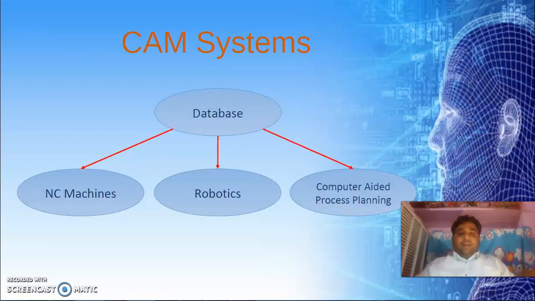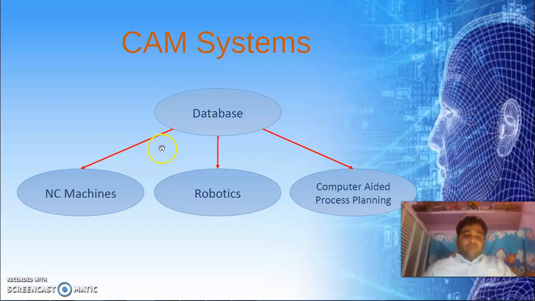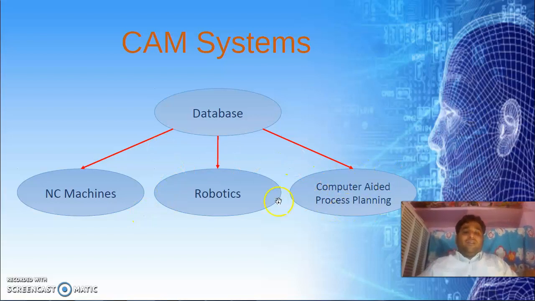Similarly, databases integrated in your computer systems can have the data of NC machines, that is numerical control machines. Robotics are there, then computer aided process planning is there. This is one of the important factors. Robotics are nothing but the robots employed in the industry.